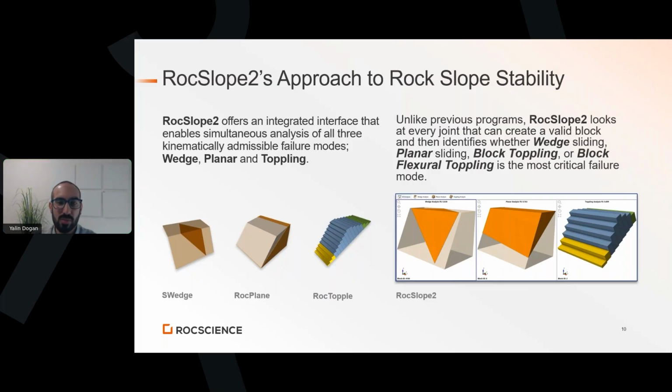Using these three programs independently is also time consuming because you're basically trying to create the models independently. With RocSlope2, it's one model that deals directly with DIPS, and it brings in your joint data and lets you assess all those failure modes together. And I'll show you an example of that, how that works.